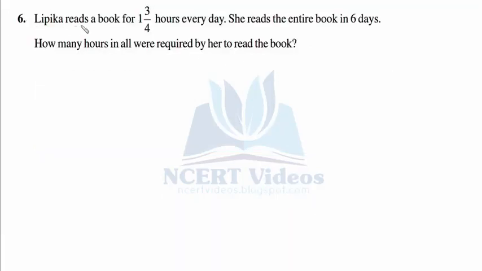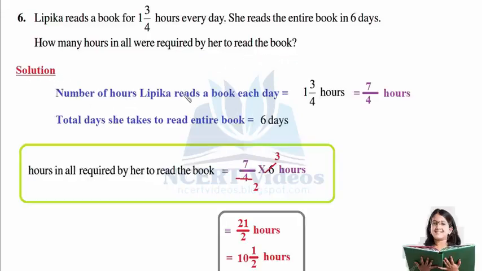Sixth, Lipika reads a book for 1 and 3 over 4 hours every day. She reads the entire book in 6 days. So it takes her 6 days. How many hours in all were required by her to read the book? It is very simple. In one day, she reads 1 and 3 over 4. In 6 days, we simply multiply it. So we write it down. Number of hours Lipika reads a book, converted, is 7 over 4 hours, and total days she takes is 6 days. So how many hours? It is simple. Multiply 7 by 4 into 6.